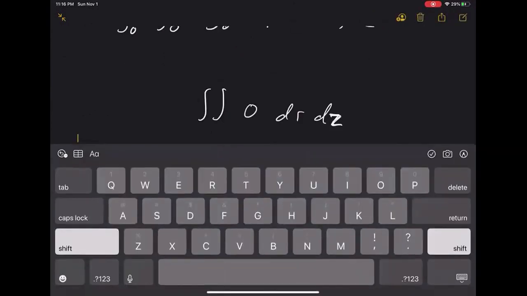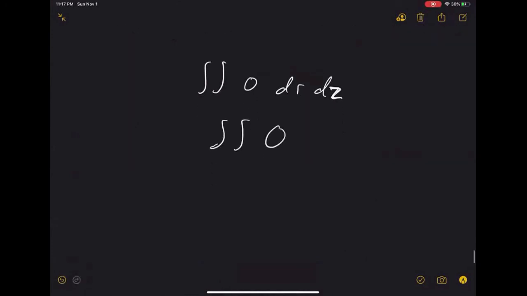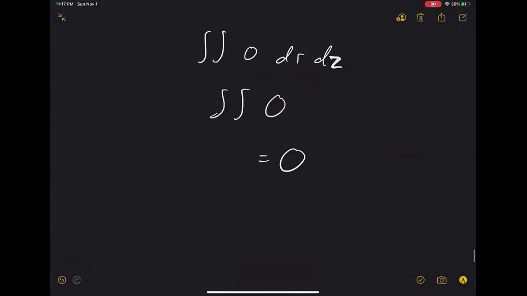Let's see what the book says. Let's see if I'm doing something wrong. We said this was number 29.7.29. Yeah, boom. Integral 0. So we're done. The integral of 0 is 0. So if I integrate this in terms of dr and d theta now, it doesn't really matter what the bounds are. Integral of 0 is 0. So my answer is just 0.